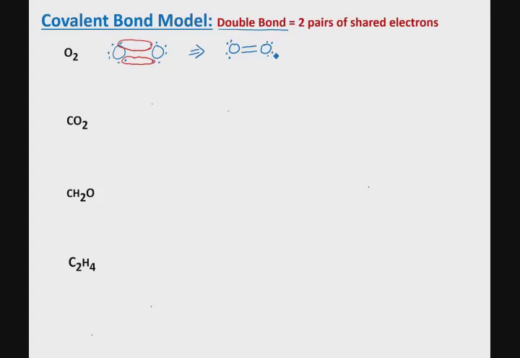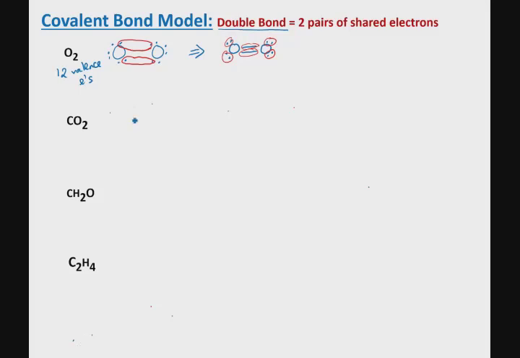Once again, please account for electrons. If each oxygen has 6 valence electrons, there should be 12 valence electrons shown in the structure. And if you count the number of electrons, let's see, 2, 4, 6, 8, 10, and 12. So yes, our structure is taking care of all the necessary electrons. Okay, go ahead and pause the video again and draw structures for these 3 remaining molecules shown.